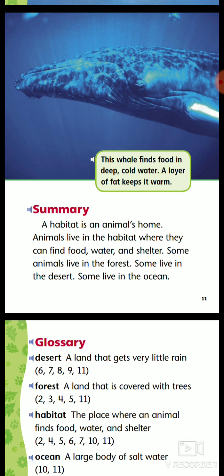Summary: a habitat is an animal's home. Animals live in the habitat where they can find food, water, and shelter. Some animals live in the forest, some live in the desert, some live in the ocean.